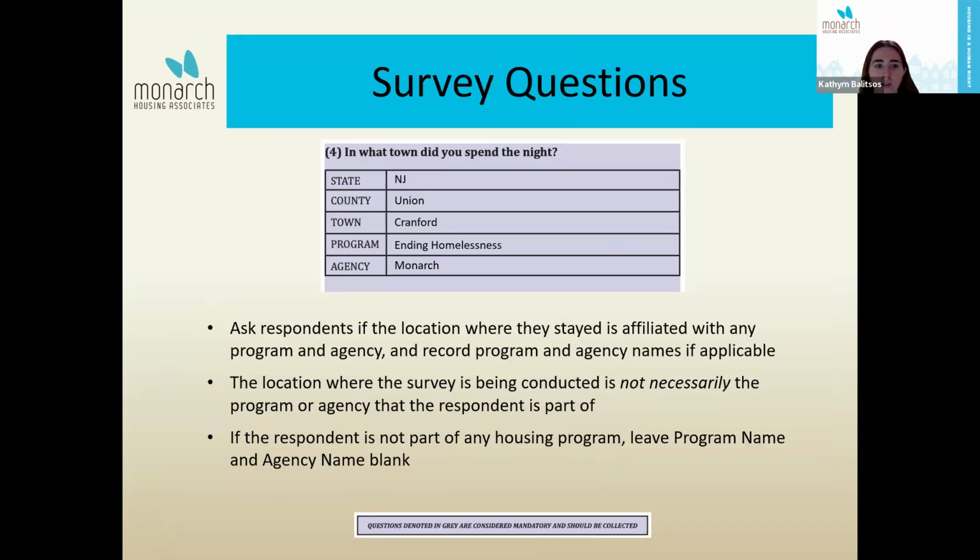The location of where the survey is being conducted is not necessarily where they might be in a specific program. So you want to ask where they physically were for that location. If they know the town but don't know the county, you can always just put that, as long as we can get some of that information of where they were staying that particular night.